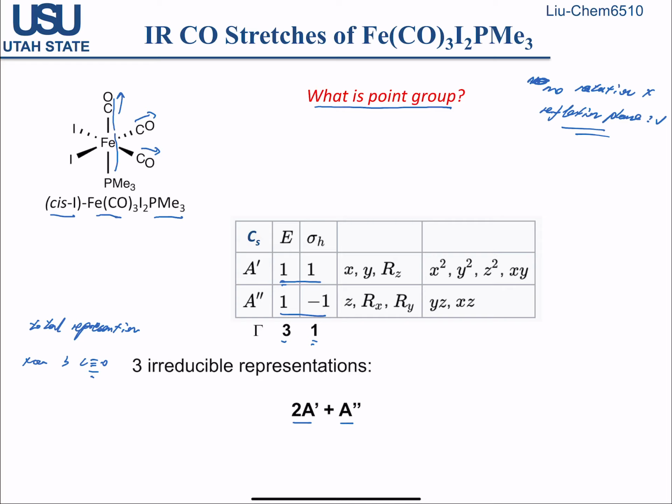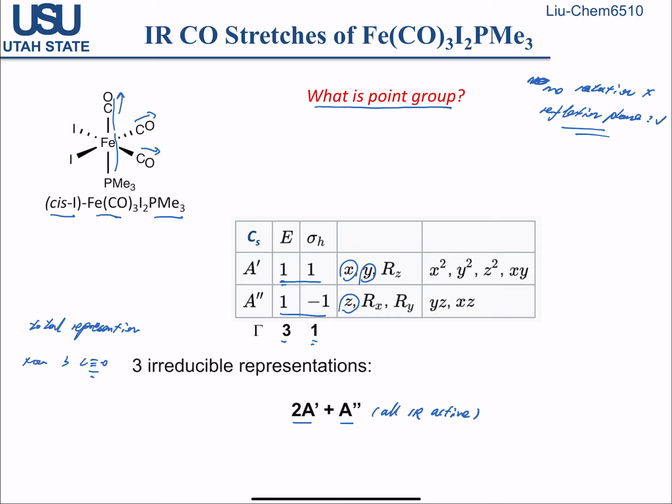Then let's look at what they are. In fact, they are all based on selection rule. They are all IR active because for the 2 A prime you do get xy direction, infrared wave energy, but for A double prime you get z direction. So that means they are all IR active. Okay, that's very simple.